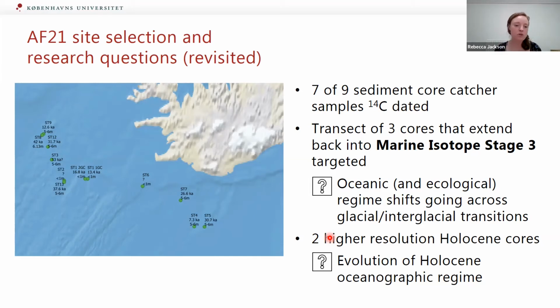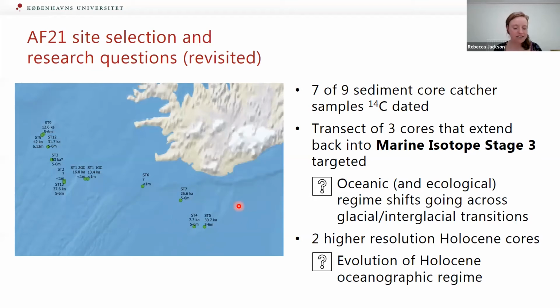And I've put some of these dates on the map here. And what struck me straight away is that we have a lot of cores that seem to extend back into marine isotope stage 3, so beyond the last glacial maximum around 21,000 years ago.